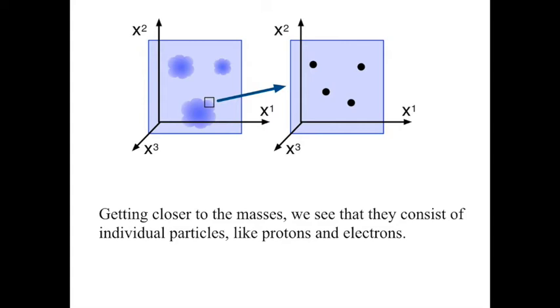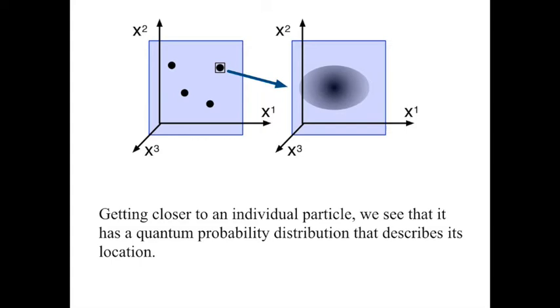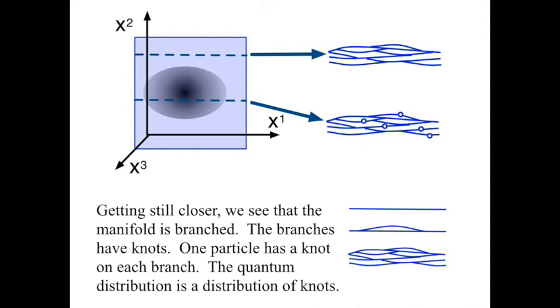Getting closer to the masses, we see that they consist of individual particles, like protons and electrons. Getting closer to an individual particle, we see that it has a quantum probability distribution that describes its location. And then getting still closer, we see that at this very small scale, we can discern that the manifold is branched. The way in which the manifold is branched is indicated by the slices that we take through this manifold.